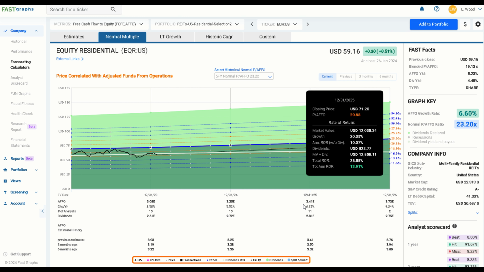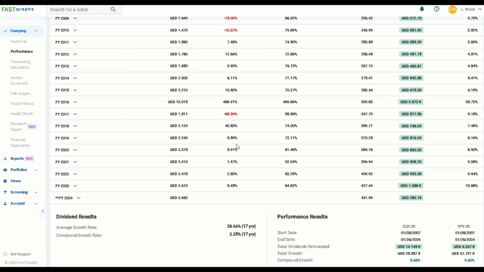And so this looks like it could be an interesting opportunity for a reasonable dividend yield, a reasonable S&P credit rating, but perhaps, as we can see here, from the historical tab, perhaps not a lot of opportunity here for dividend growth rate going forward.